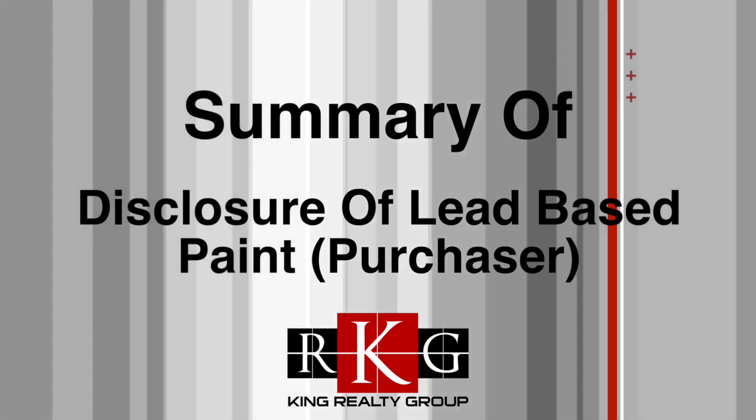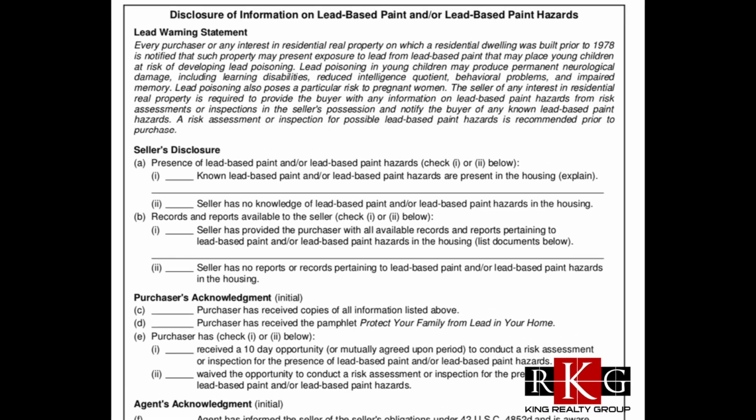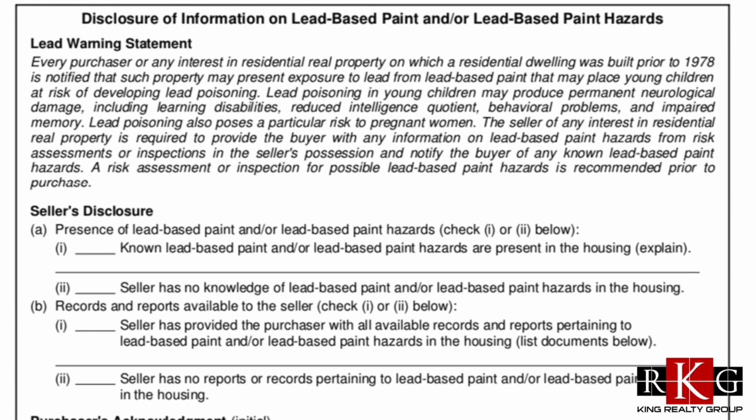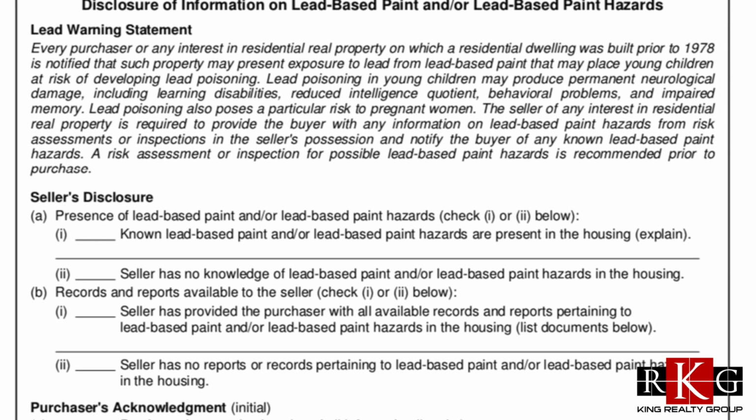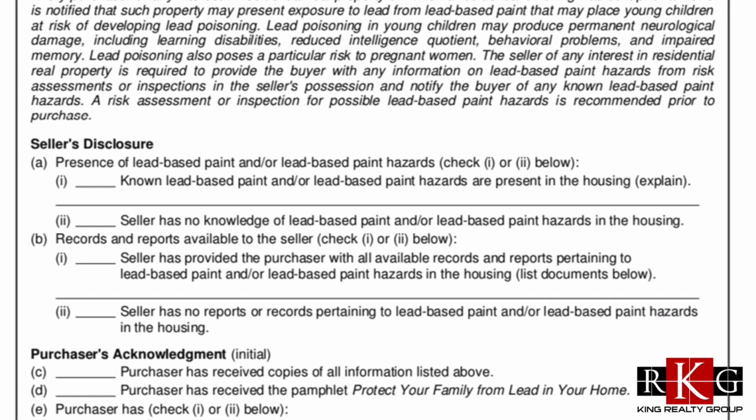Summary of disclosure of lead-based paint. Purchaser. The purpose of the lead-based paint disclosure is to make the purchaser aware that the residential property, if built prior to 1978, may present exposure to lead. Lead exposure is especially harmful to young children and pregnant women.